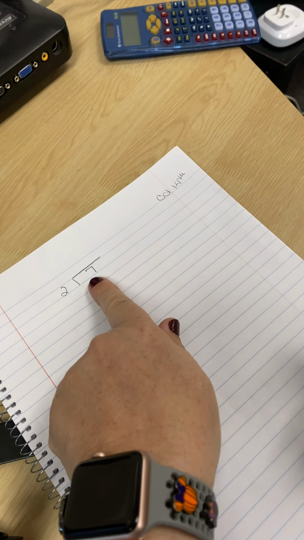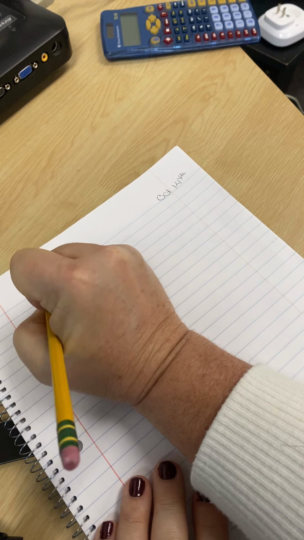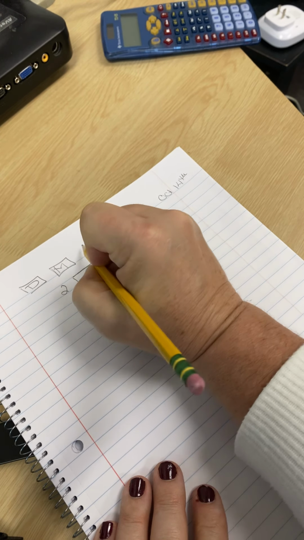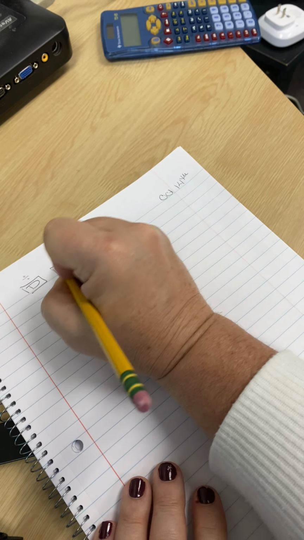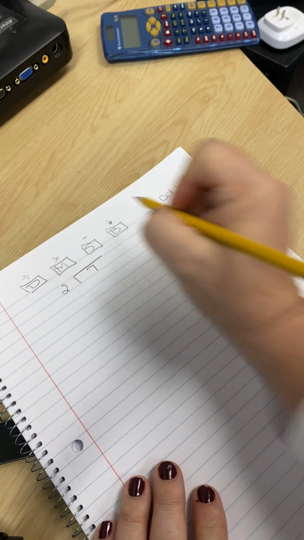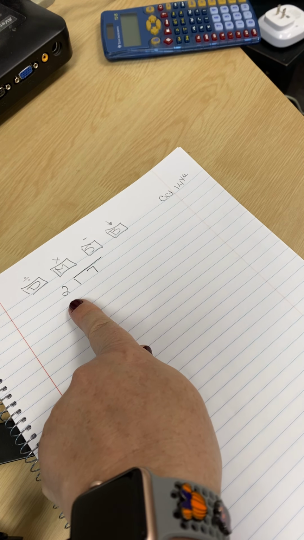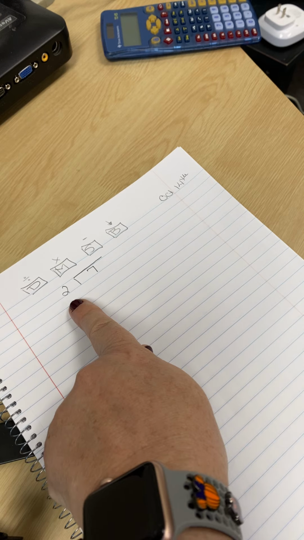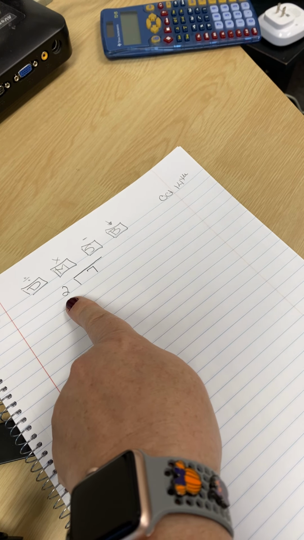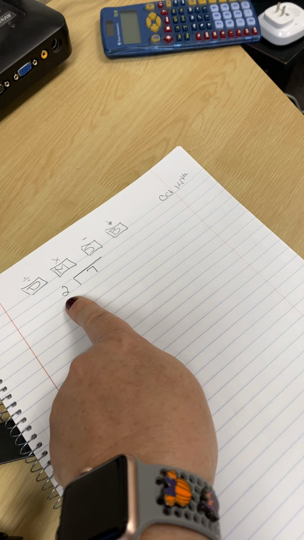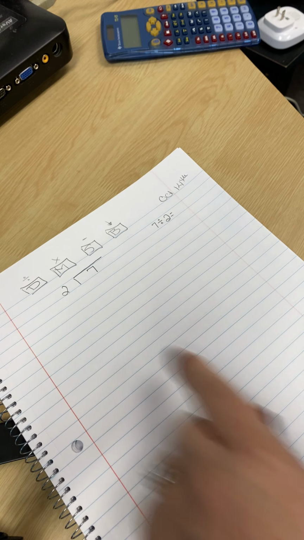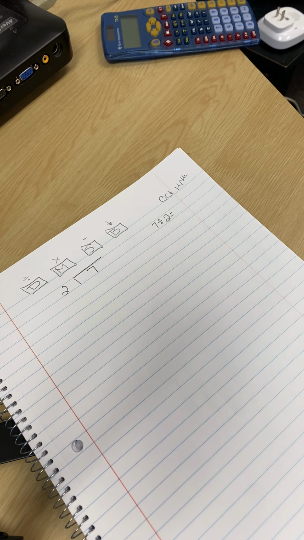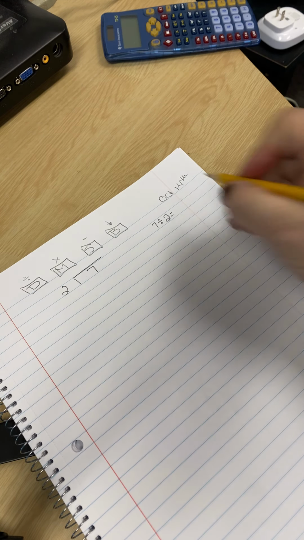So the first thing we're going to do is we know our steps: divide, multiply, subtract, and bring down. We look at our 2, and we say, is 7 bigger than 2? It is. So I need to start counting by 2s to figure out which multiple is going to get me closest to 7. So I'm going to say 2, 4, 6. So it will be the third one.